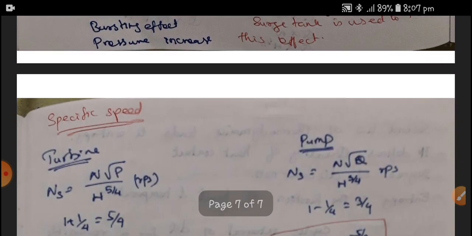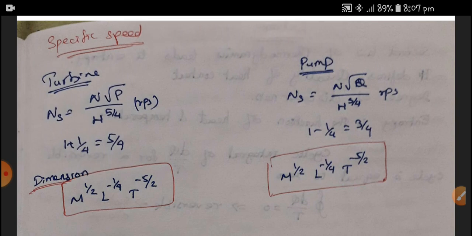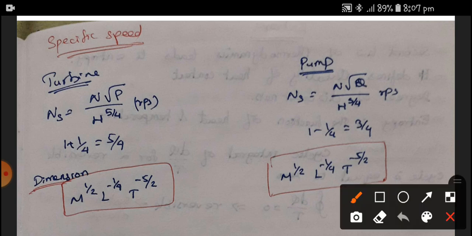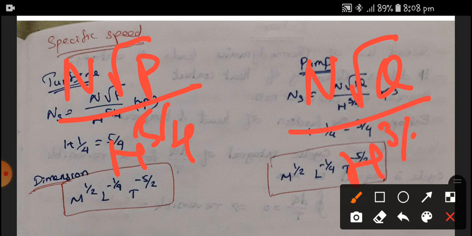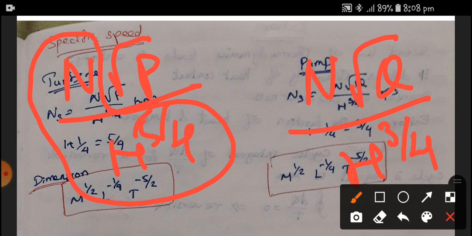Next is the specific speed. As I said earlier, it indicates the operating characteristics of a turbine. So generally the turbine and pump we have to compare in terms of the specific speed. The specific speed of a turbine, since it is a power producing device, is N root P divided by H power 5 by 4, whereas pump, it is a work getting device, so it produces discharge, therefore N root Q divided by H power 3 by 4. So whereas this is 5 by 4, this is 3 by 4, where turbine will produce the power, where the pump produces discharge. So that is the simple thing.